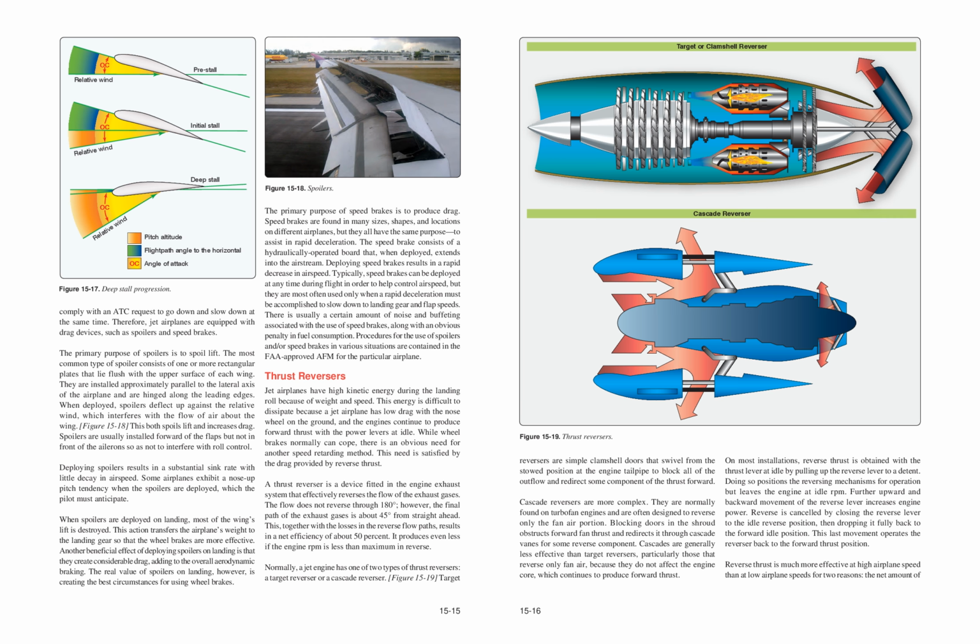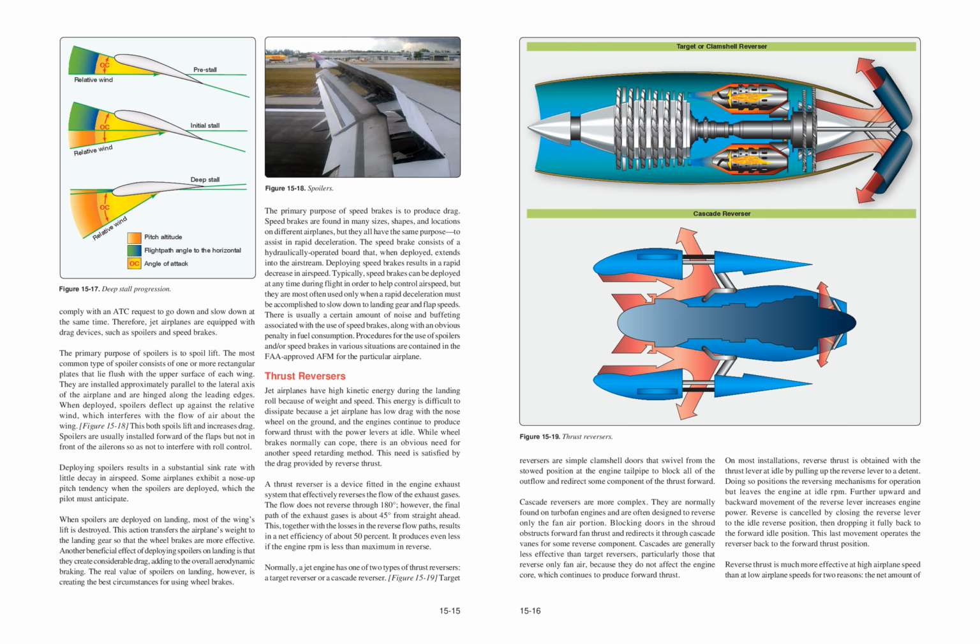When spoilers are deployed on landing, most of the wing's lift is destroyed. This action transfers the airplane's weight to the landing gear so that the wheel brakes are more effective. Another beneficial effect of deploying spoilers on landing is that they create considerable drag, adding to the overall aerodynamic braking. The real value of spoilers on landing, however, is creating the best circumstances for using wheel brakes.